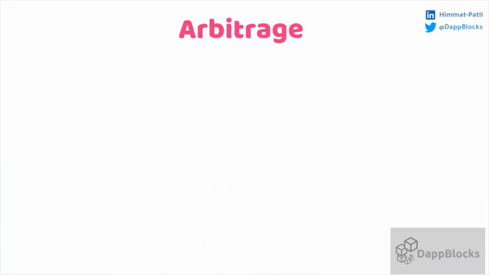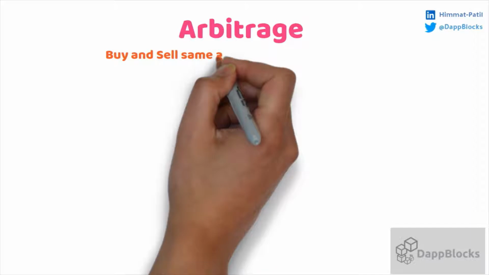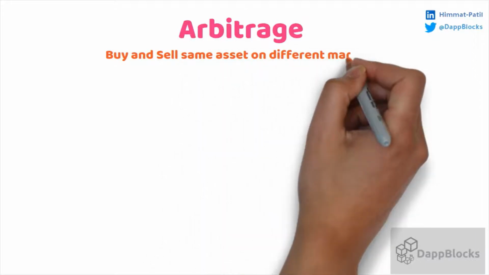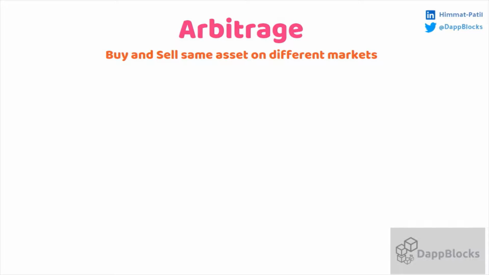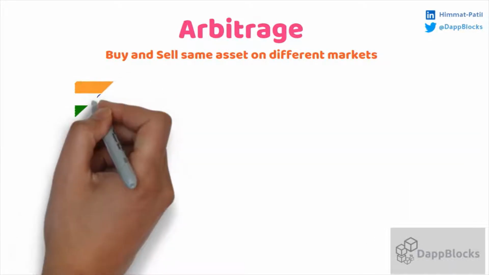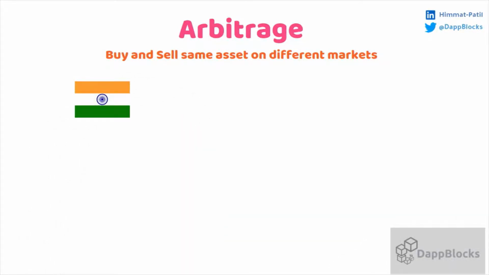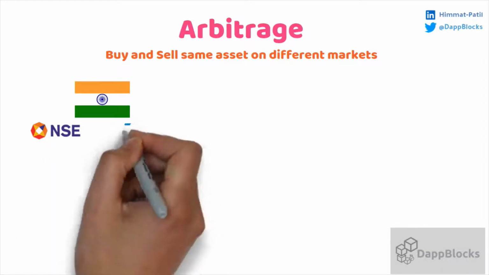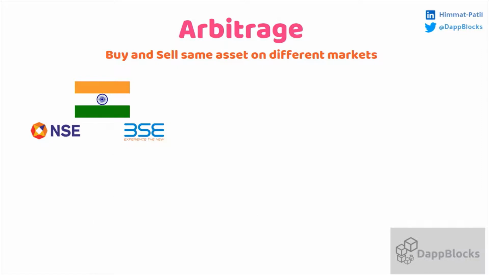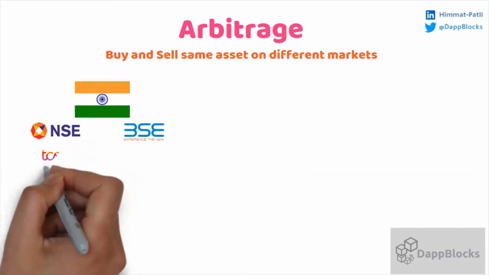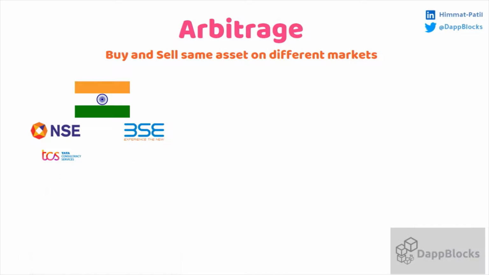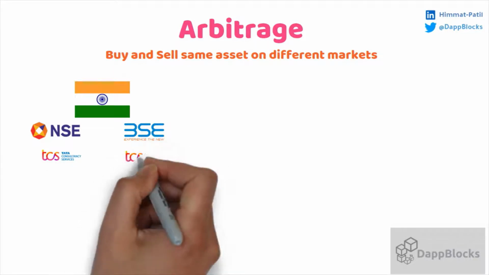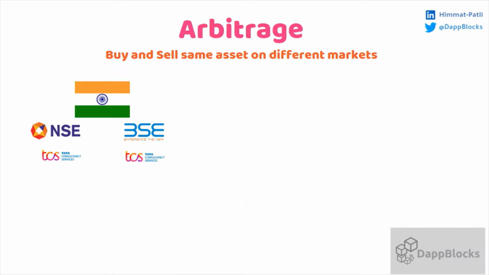Arbitrage. What is arbitrage? By definition, it is an investment or trading strategy in which traders buy and sell the same asset on different markets. For example, in India, we have two stock exchanges. One is NSE, National Stock Exchange, and second BSE, Bombay Stock Exchange, and most of the stocks are listed on both exchanges. Consider a stock TCS. TCS is listed on both the exchanges, and there are times where the price of TCS stock differs depending on supply and demand on the exchange.